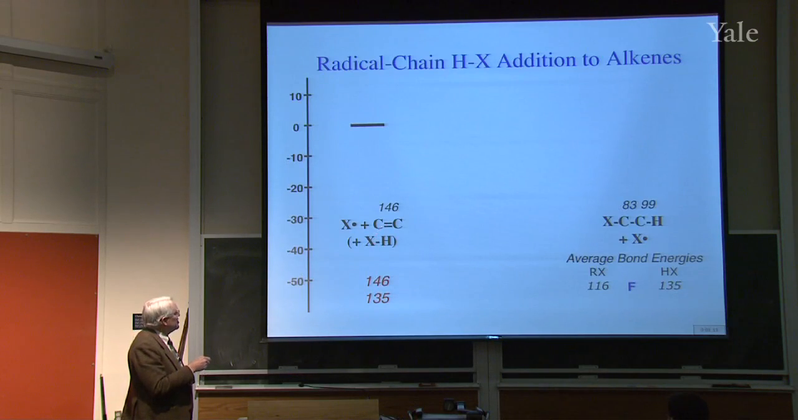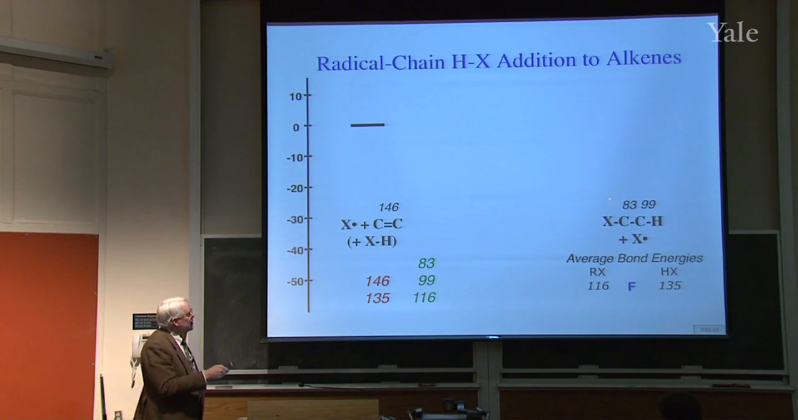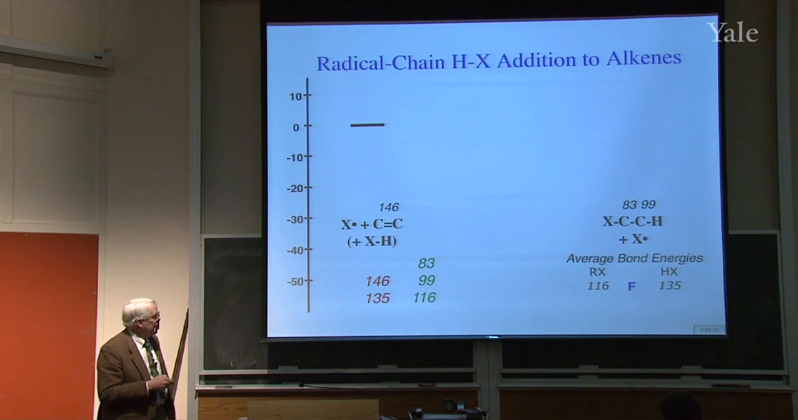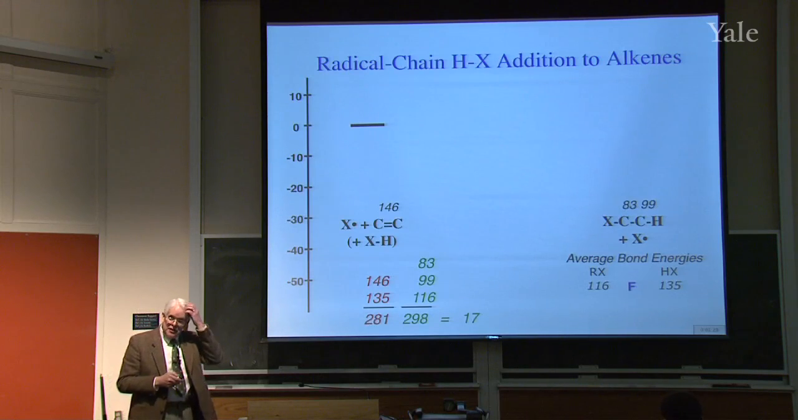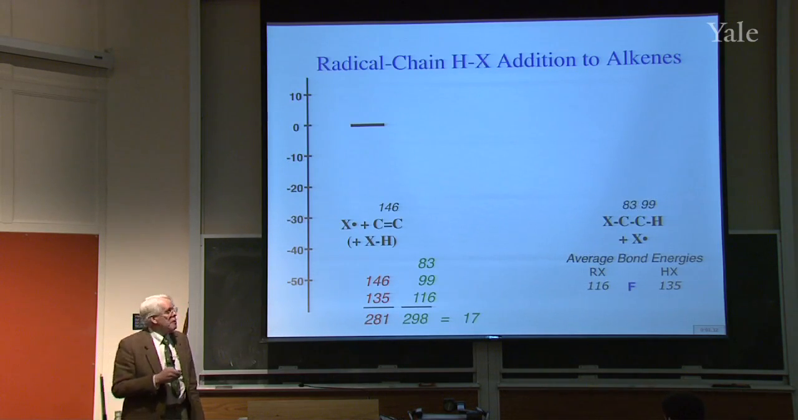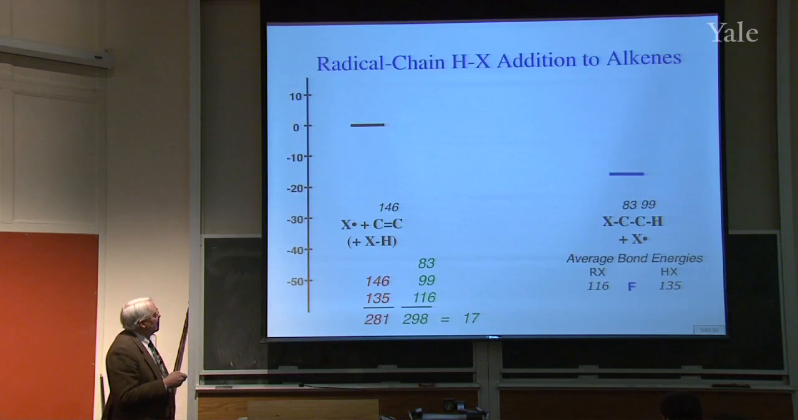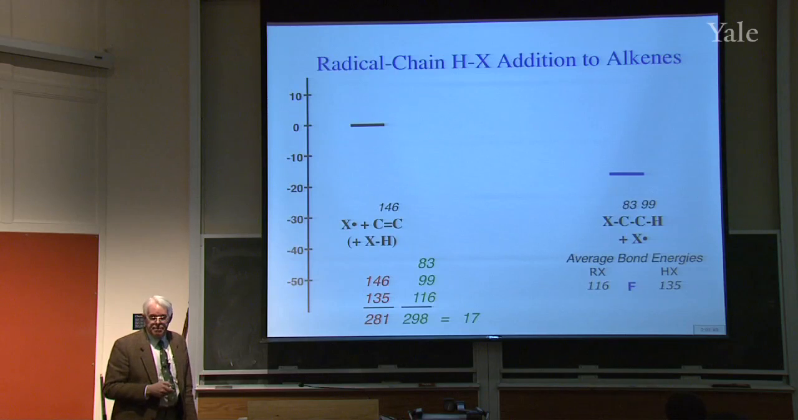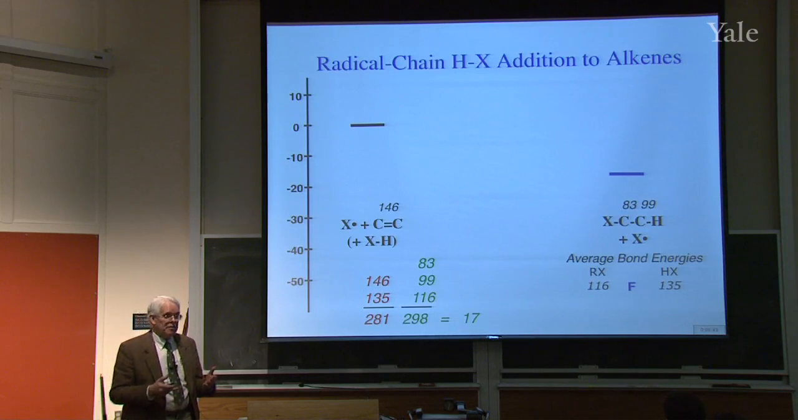Here it's 146 for the double bond, and 135 for the XH in the case of fluorine. And in the product, it's going to be 83 and 99 and 116 for the carbon-fluorine bond. So we add them together and we find out this is favorable by 17 kilocalories per mole to do the overall transformation. So it's going to be exothermic in the case of HF, right?